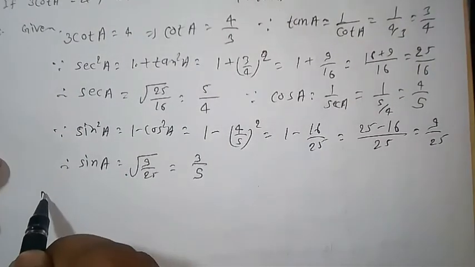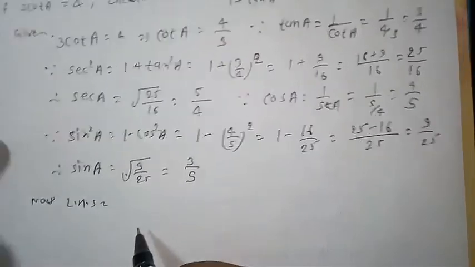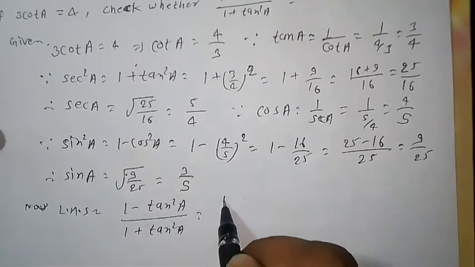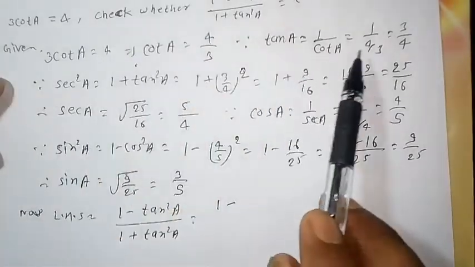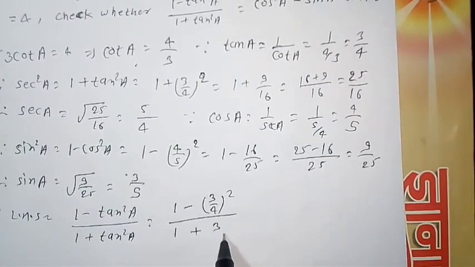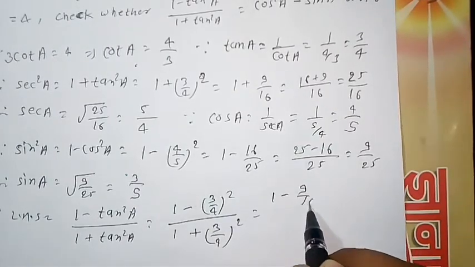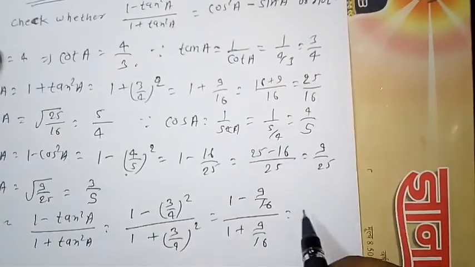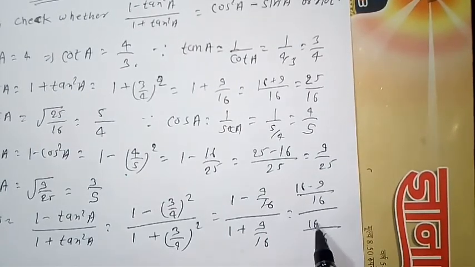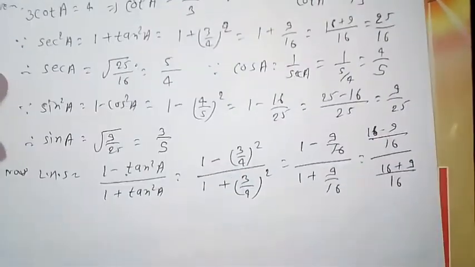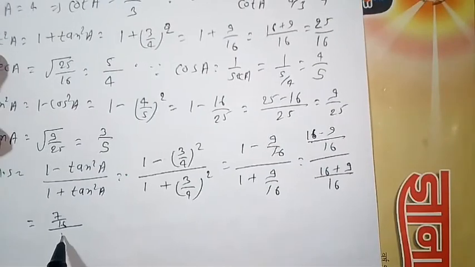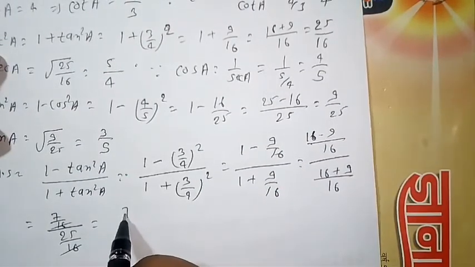Now, LHS is equal to 1 minus tan square A by 1 plus tan square A, the value of tan is 3 by 4, is equal to 1 minus 3 by 4 to the whole square by 1 plus 3 by 4 to the whole square is equal to 1 minus 9 by 16 by 1 plus 9 by 16, LCM 16, the upper is 16 minus 9 and the lower is 16 plus 9, is equal to 7 by 16 by 25 by 16. 16 and 16 cancel, then 7 by 25.